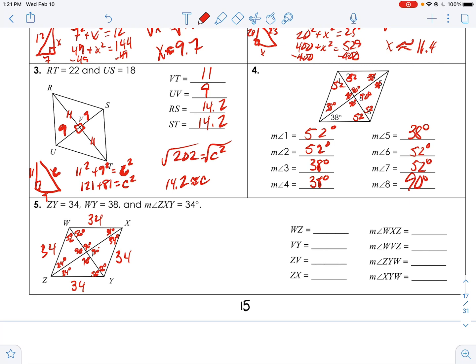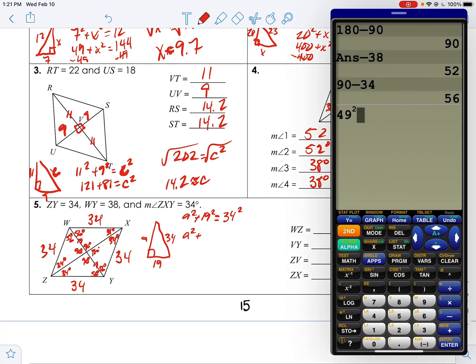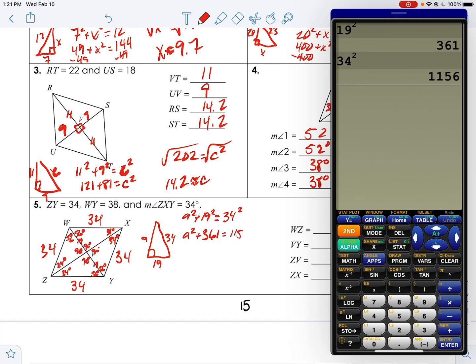And WY is 38, which would be 19. So the one we don't know is 34, 19. What's the back? So a squared plus 19 squared equals 34 squared. 19 squared, 361, equals 34 squared.